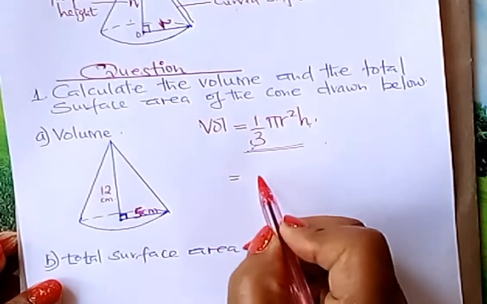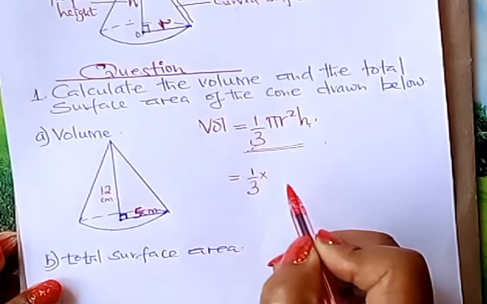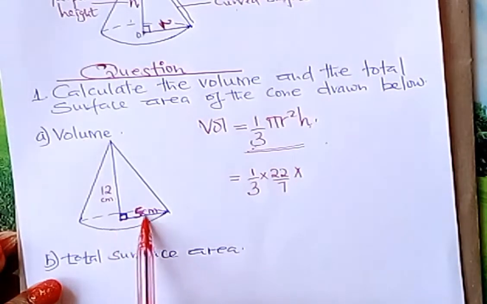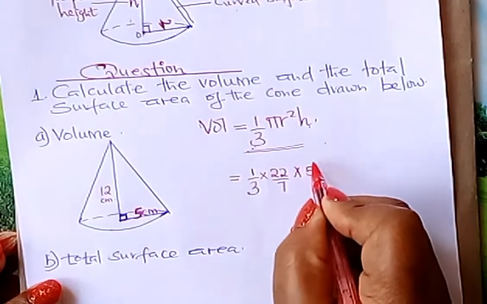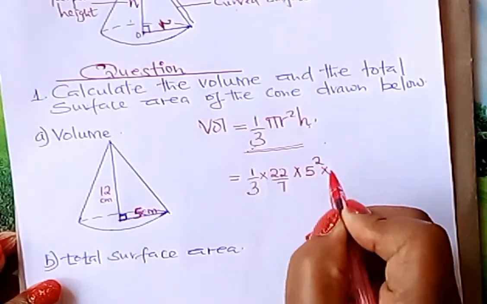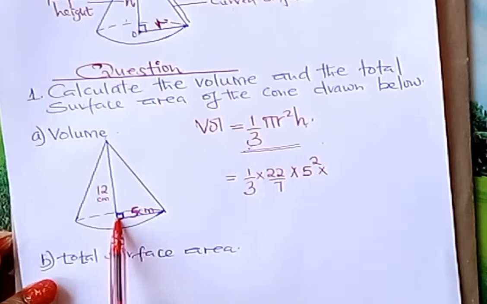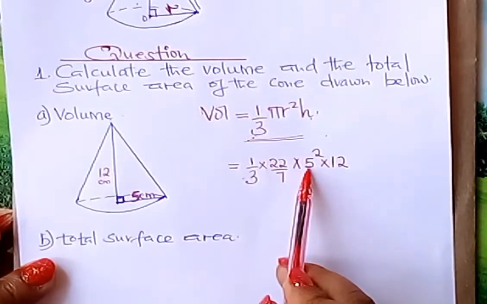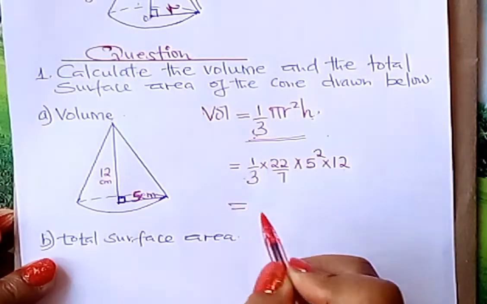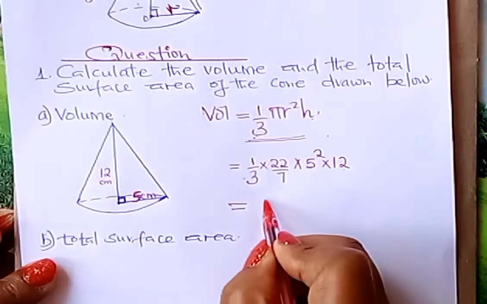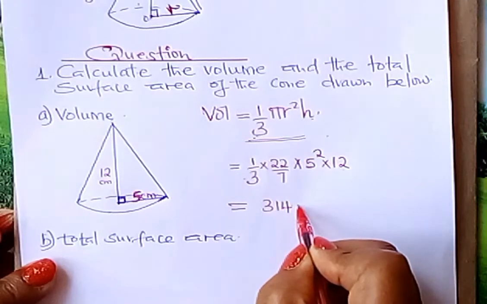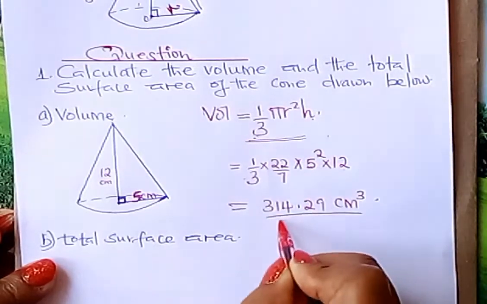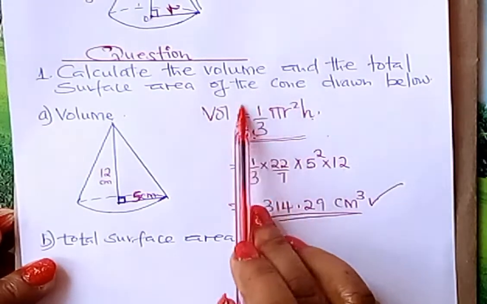And therefore, learner, from there you just come and see that the volume of our cone is a third, 22/7, times our radius, which is 5. So 5 squared times the height of our cone, the h, which is 12. A third pi r squared height. From there, you use a calculator accurately. You should get 314.29 centimeters cubed. Master the formula.